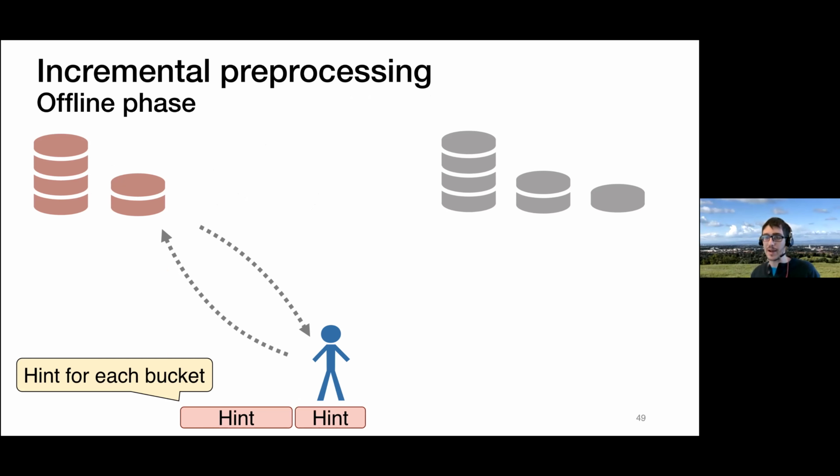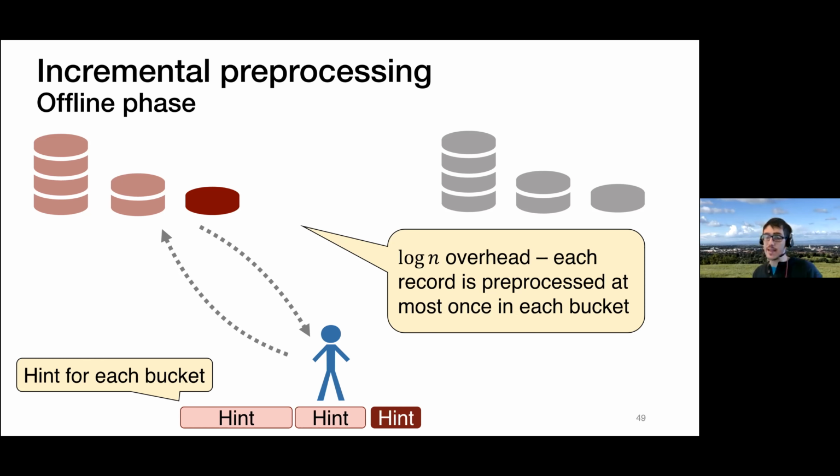Specifically, whenever a bucket is created, we now run the pre-processing phase only on this bucket, and the client just holds a hint for each bucket. So whenever you get a new bucket, the client gets a new hint. And the idea is that you will have at most a logarithmic overhead in the amount of pre-processing, because every record will be processed at most once at each level. When you have at most log n levels, for each record you'll process it log n times.